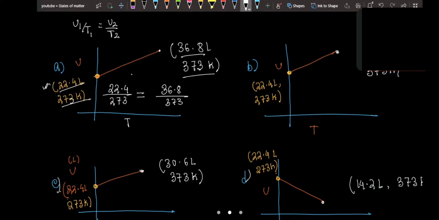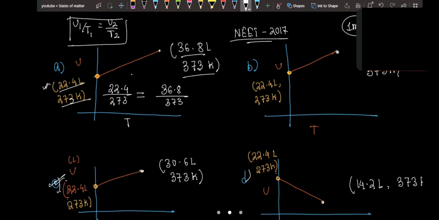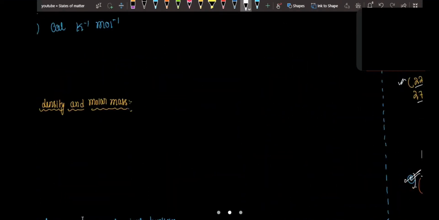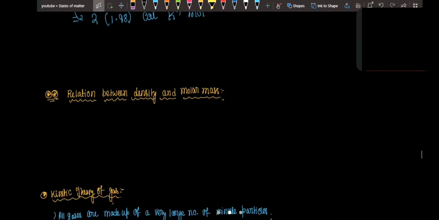And if you do this question on your own, then you'll be able to see option C is the correct answer. So try to solve it on your own and let me know in the comment section if you have been able to do it. So it is from NEET 2017, as I told you. So this is the working formula. Got it? Now, let's move on to the relation between density and molar mass.